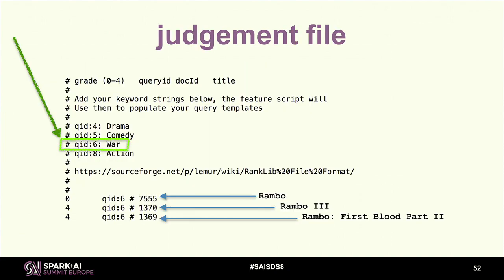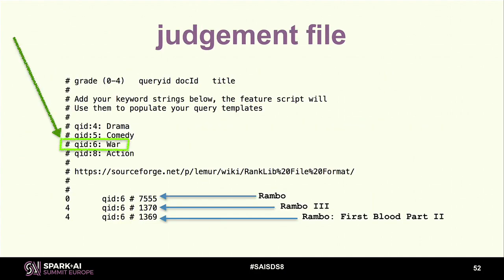So what would the judgment file look like? Well, we have the war team, which is here QID 6. Here are the 3 movies that we discussed. And we're basically saying there's a relevance grade that we're issuing to each movie. And this is what could come out automatically from the data pipeline as we're processing the data set. We could already say whether something's relevant or not. In this case, these 2 movies, Rambo 3 and Rambo First Blood Part 2, are highly relevant, whereas the movie Rambo itself is not relevant at all.